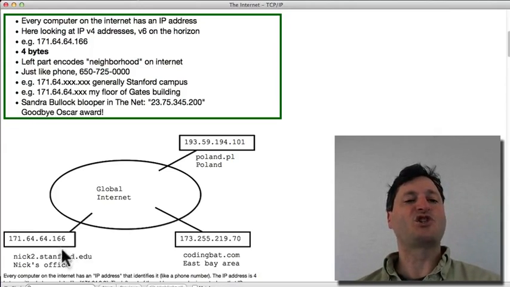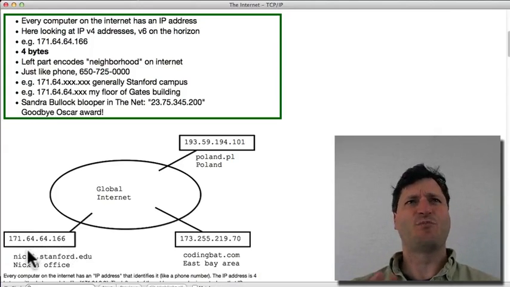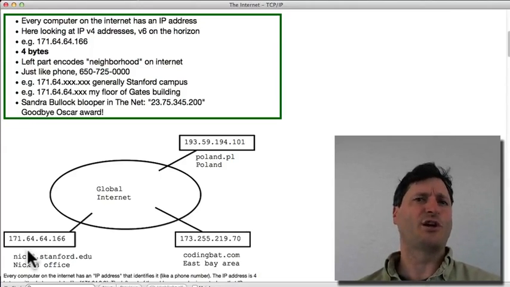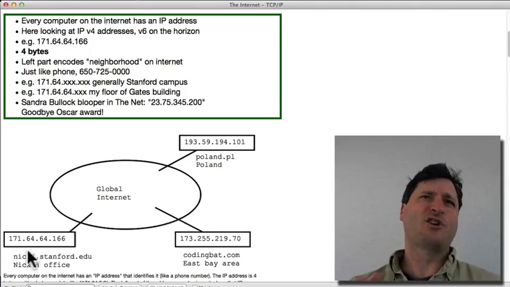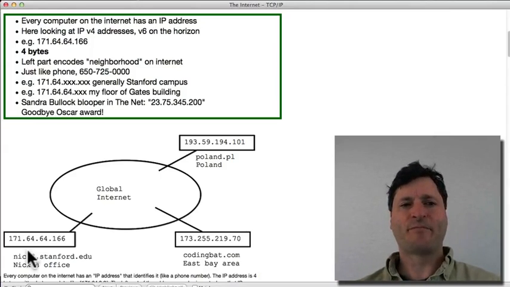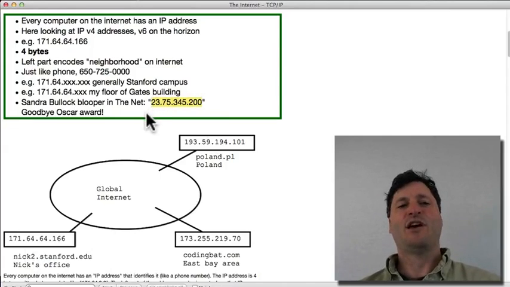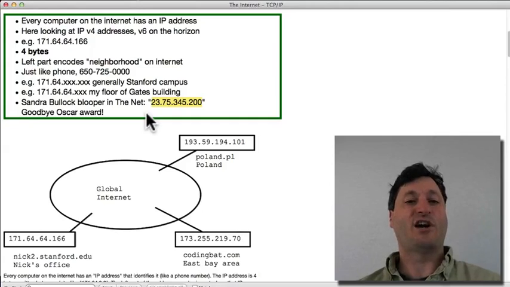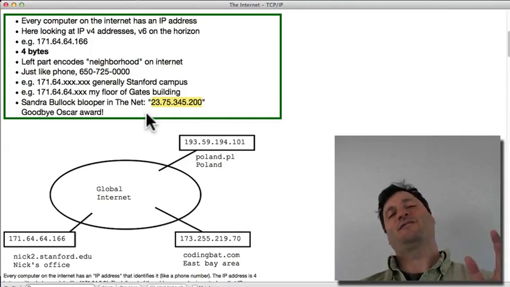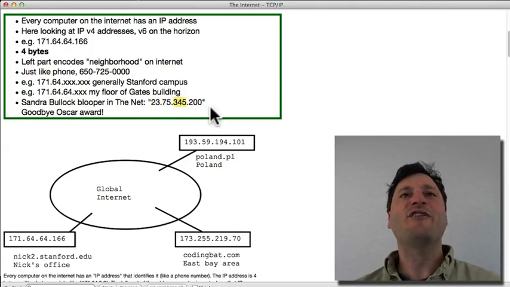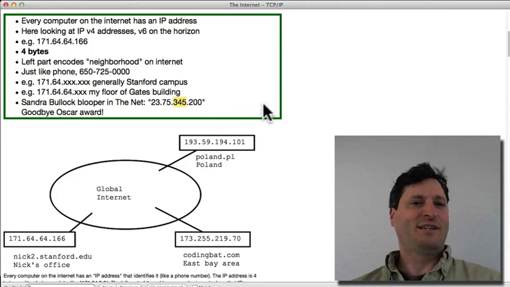So locally, just the right number changes, and the left part indicates more where this thing is on the internet. It's like phone numbers, in the way that you have the country code and the area code. You can't just pick them out of the air. They indicate where that number is. There's a somewhat famous blooper in the movie The Net, where Sandra Bullock types in an IP address 2375.345.200. Peals of laughter fill the theater because 345 is too big to fit in a byte. It completely takes me out of the movie.